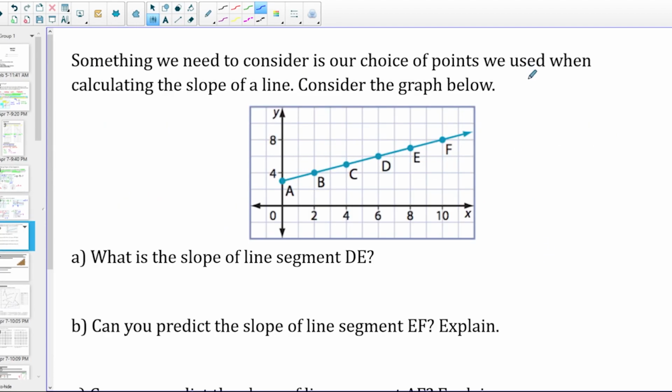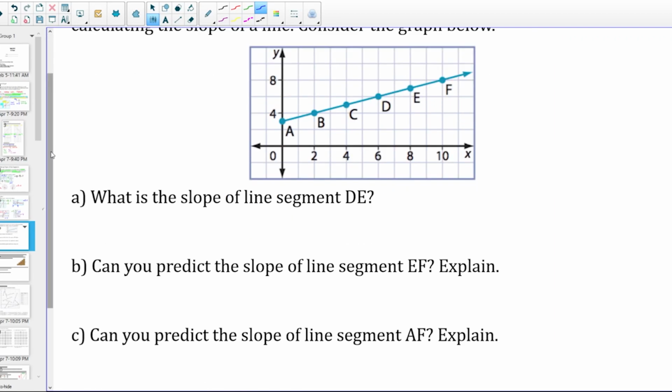So I've kind of spoiled this on the previous page, but again, we do need to point this out. If we're looking at all the different points on a line, we want to be able to figure out, will the slope between any 2 points on the same line be exactly the same? So the first thing we're going to do is calculate the slope of line segment D to E. So D to E, we know is going to be right here.